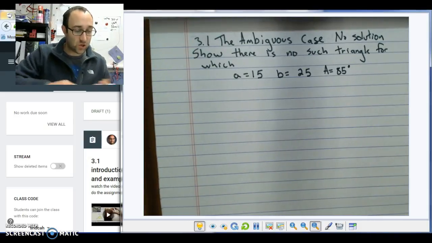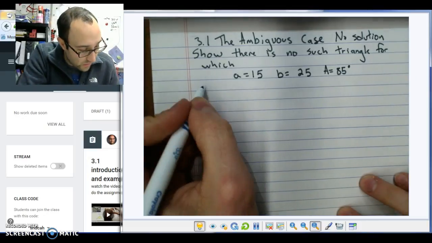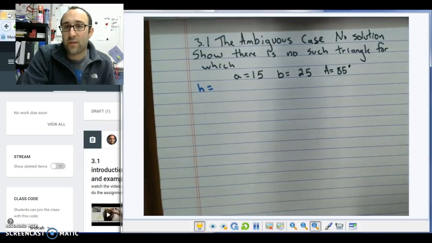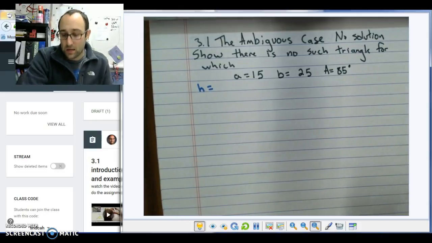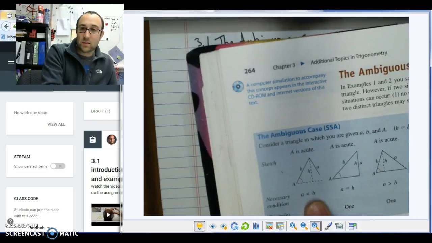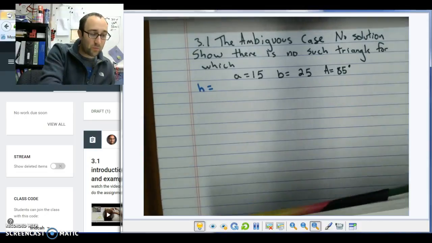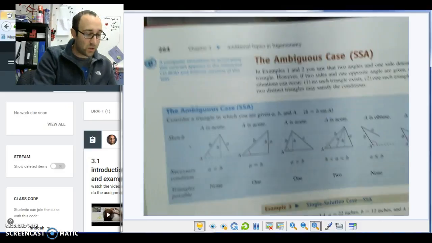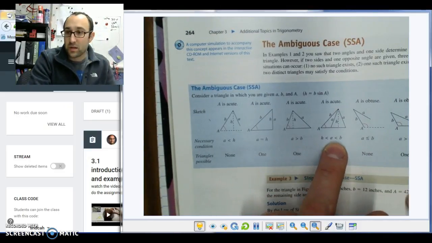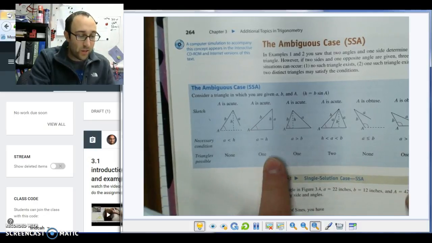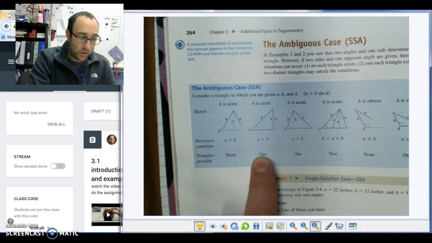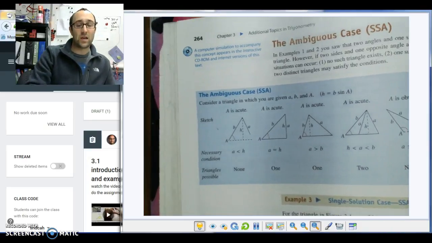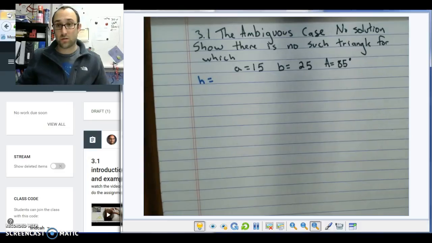Let's find h. We're going to find h before we actually get to it, just to make sure that a is less than h. Because right now we know a to be less than b, but we don't know if it's less than h. So it could be less than b here, so we could have two solutions. It could be less than b here, so it could be one solution, or it could be less than h here, which is none. So we have to find out how a compares to h, not just to b.